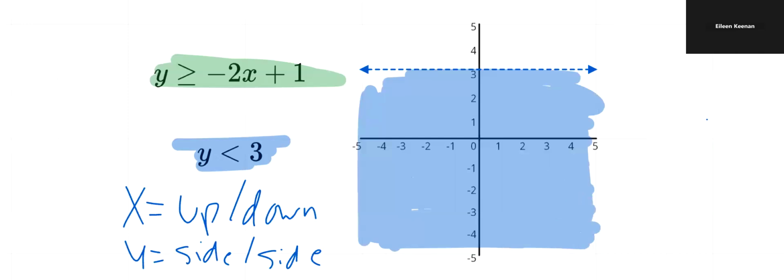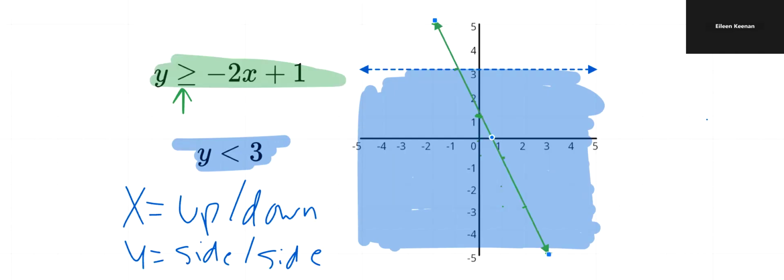Now let's do our green one, which we're going to have a solid line because it has the line underneath. So we start at our y-intercept of 1, and then our slope is -2. So we're going to go down 2 over 1, down 2 over 1, down 2 over 1. So right there, and then we'll do the opposite, up 2 over 1, up 2 over 1. So now we will do our solid line. Let's make sure it's going to be solid. Here. Okay.